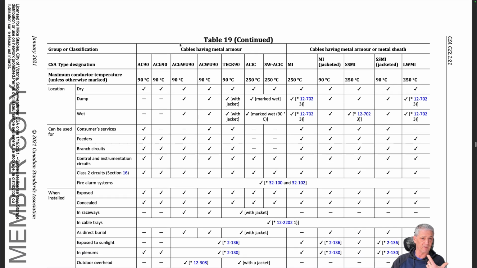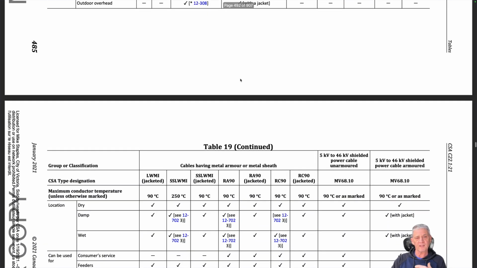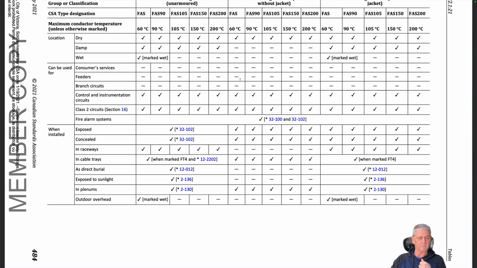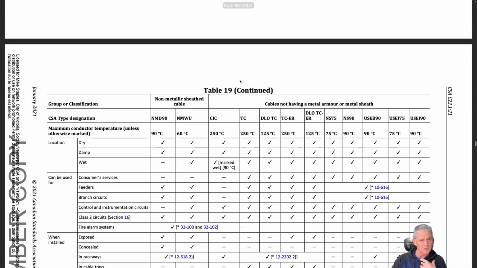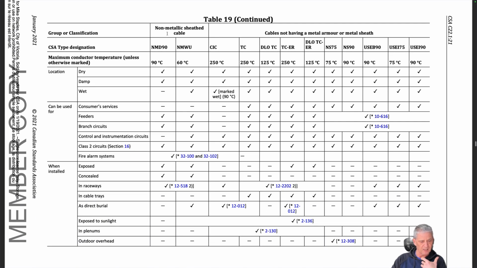The next page, we've got cables having a metal armor: AC90, ACG90, ACGWU, ACWU90, ATech90. And then it goes on further and further. But let's now go back and look up Lumex. So what is Lumex? Well, our code considers Lumex to have the designation of a non-metallic sheath cable.